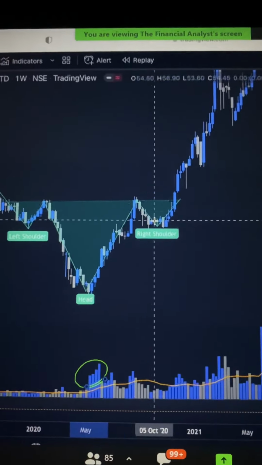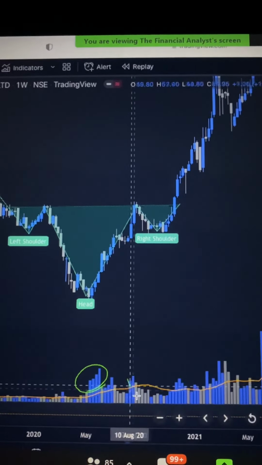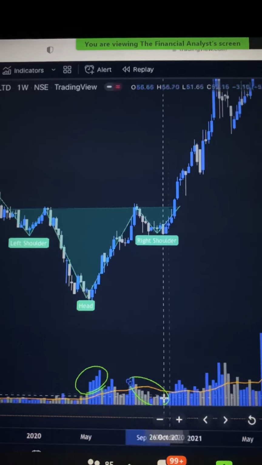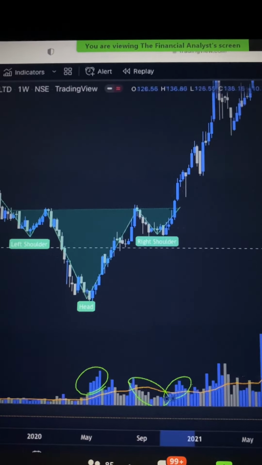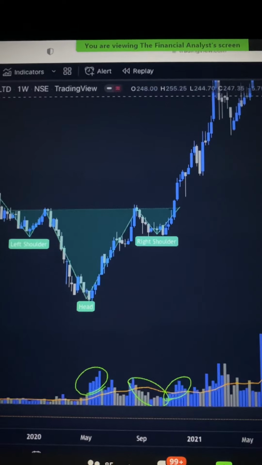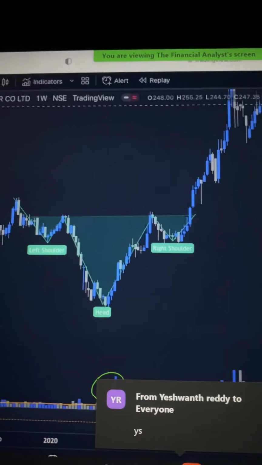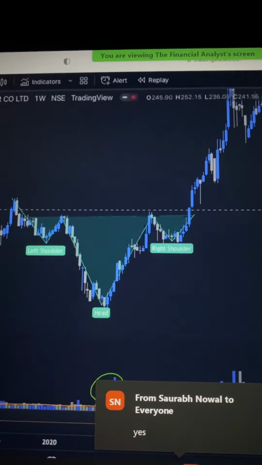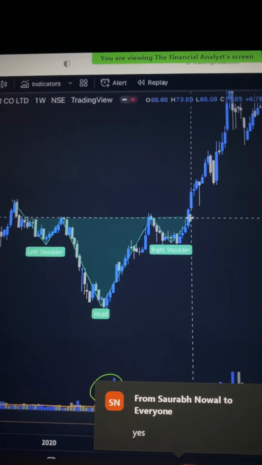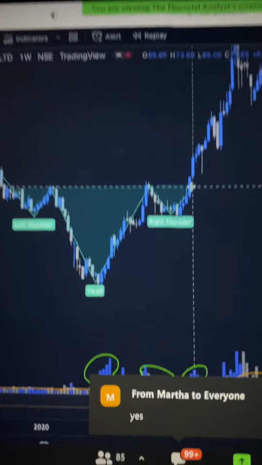The second last leg, you can see volumes are decreasing. And again in the last leg, the volumes are increasing. So your volume analysis is confirmed, yes or no? Volume confirmed, yes or no? Yes. Now till the time we were at the neckline, we will say that the pattern is not complete.